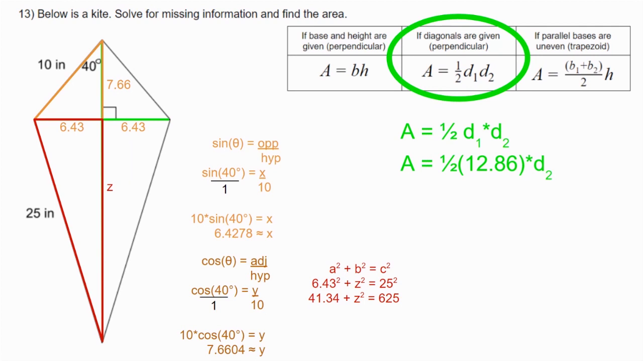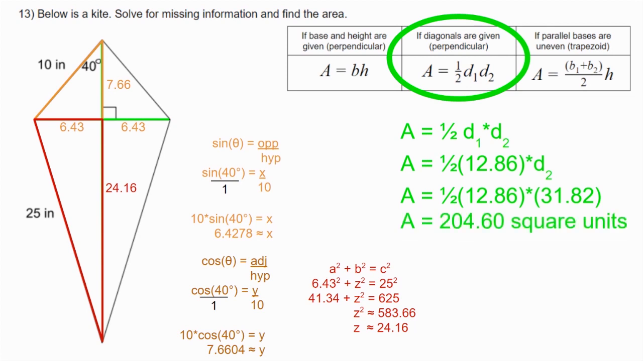Subtract 41.34 from both sides, you get z squared equals 583.66. And then you take the square root, you get about 24.16. The entire diagonal is 7.66 plus 24.16, which is about 31.82. So my area of my kite is 1/2 diagonal 1 times diagonal 2, 1/2 times 12.86 times 31.82. So you get about 204.60 square units, in this case square inches.